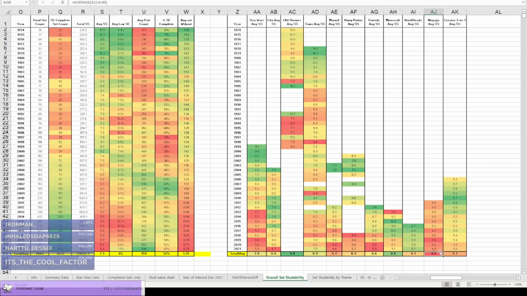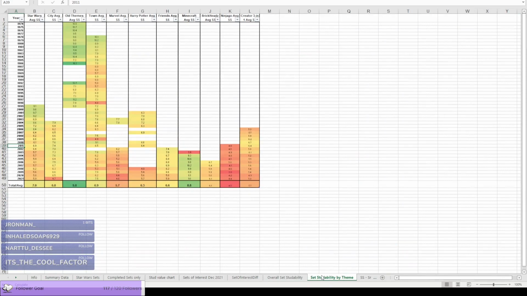Ninjago, look at this, the worst out of all of them. This should surprise no one with all the swords and curves and stuff like that Ninjago does. Ever since day one, it has had the worst studability for sets. So interesting data here. This is, again, summaries. And then I have other data that we can point at here.